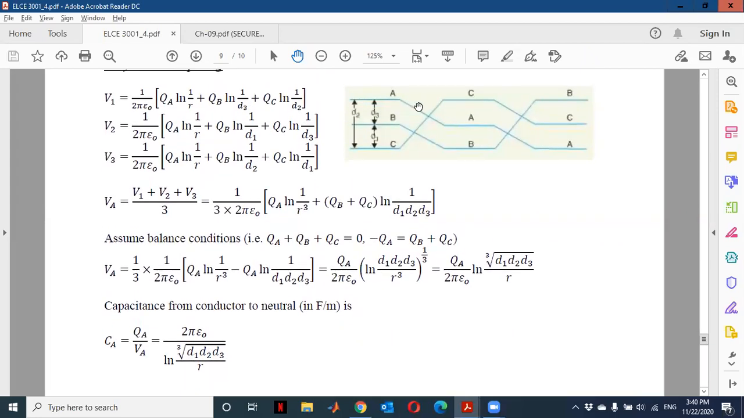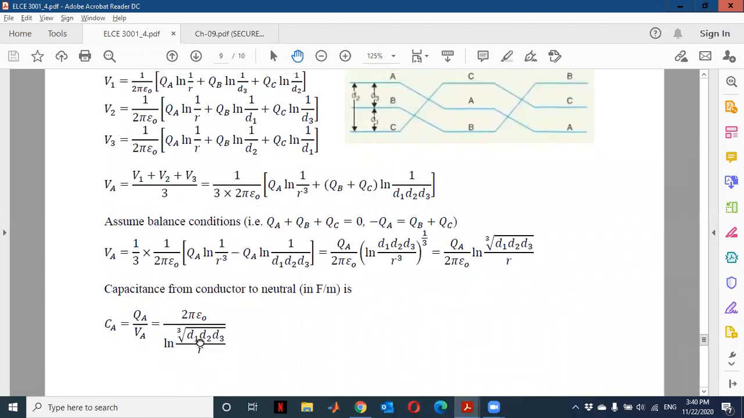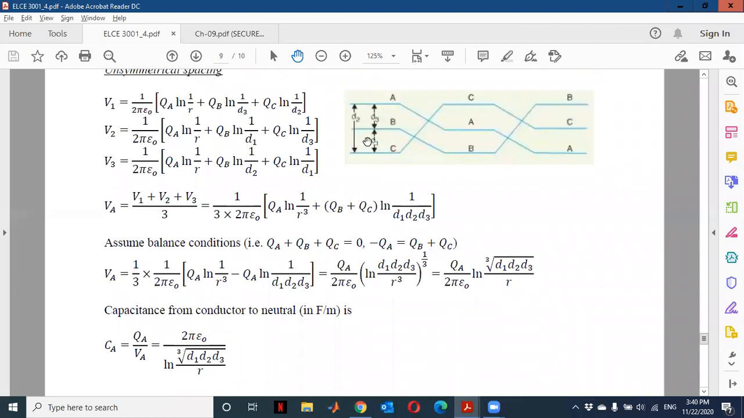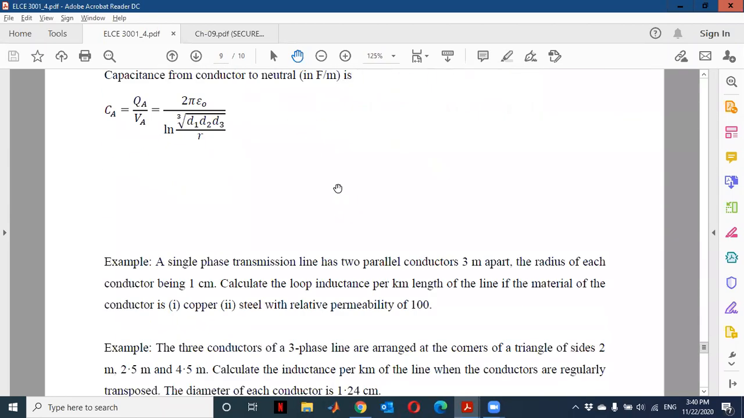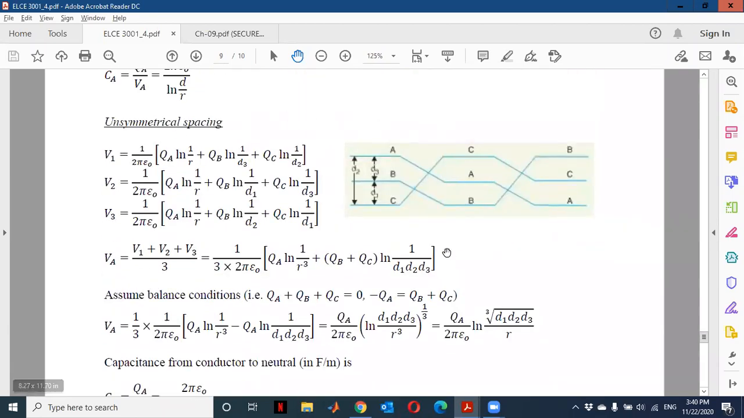So if we have an unsymmetrical three-phase transmission line, we will use this equation, 2 pi epsilon naught over ln cubic root of d1, d2, d3 over r, okay? We have d1, d2, and d3, and r equals ra equals rb equals rc. You have to know how to derive this equation.